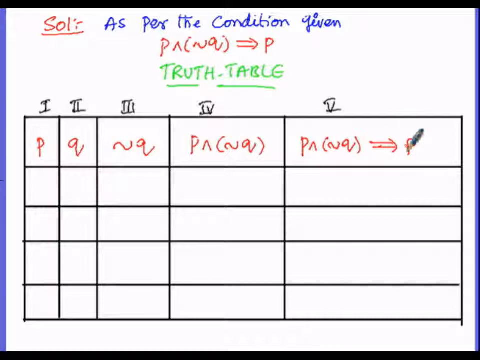When we assume one statement, it may be either true or false, but here we have assumed two statements, so there will be four possibilities. Both may be true, both may be false, and if one is true the other will be false, and if the first one is false the other will be true. So in this manner there are four possibilities.